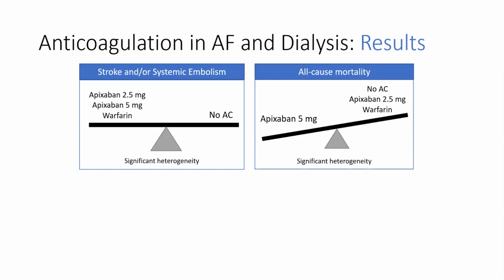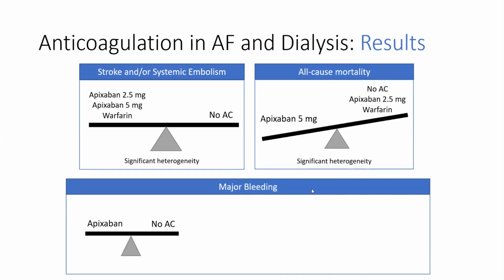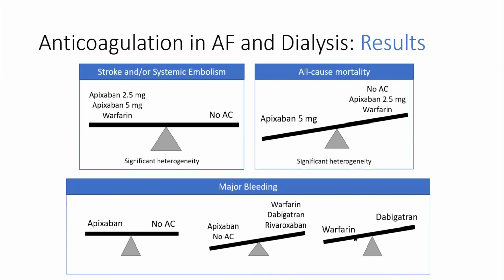For all-cause mortality, interestingly, the higher dose Apixaban, 5 milligrams twice daily, was associated with lower all-cause mortality compared to no anticoagulation, the lower dose Apixaban, or warfarin. But again, there was significant heterogeneity in this study as well. And for the safety outcome of major bleeding, Apixaban was equivalent to no anticoagulation. Apixaban and no anticoagulation were associated with lower bleeding risk than warfarin, dabigatran, or rivaroxaban. And warfarin was associated with lower bleeding risk than dabigatran. There was no significant heterogeneity with the major bleeding outcome.